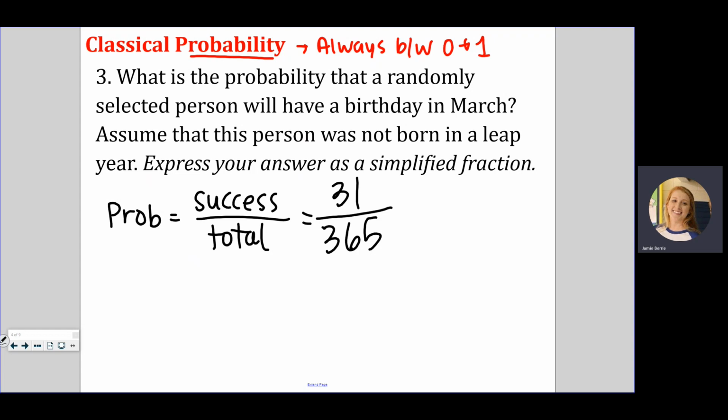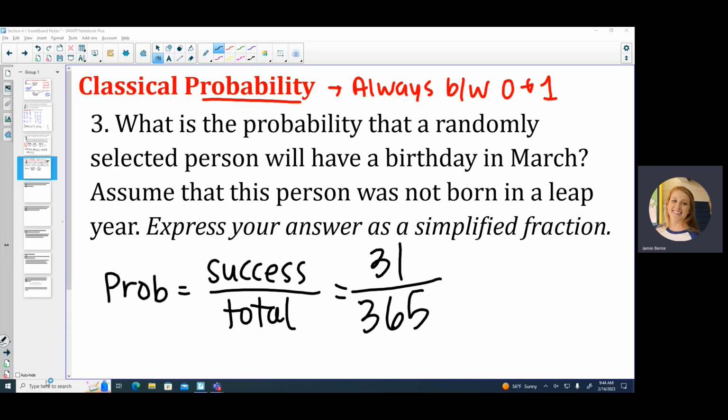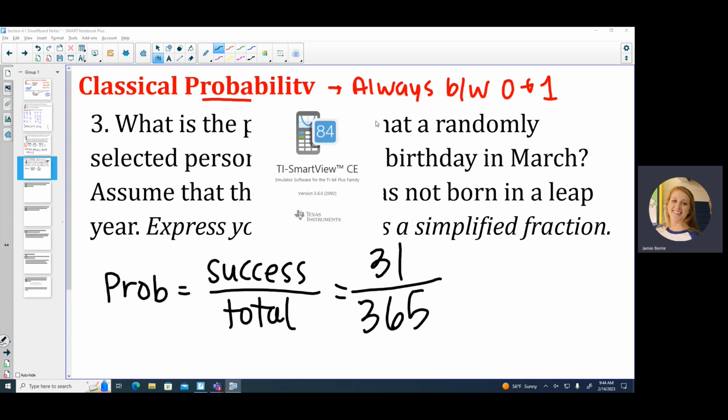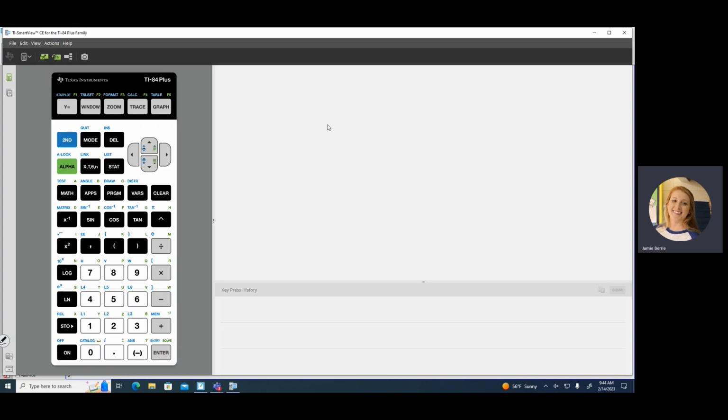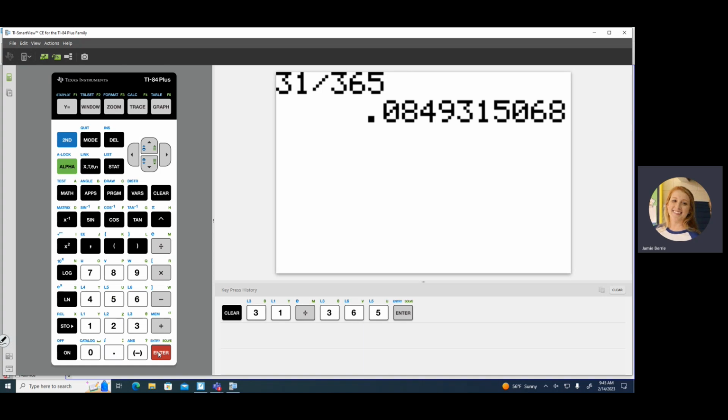All right, so let me show you how to check and see if this is simplified. You're just going to grab your calculator. 31 over 365. You're going to type that in, 31 divided by 365. You can go ahead and hit enter.